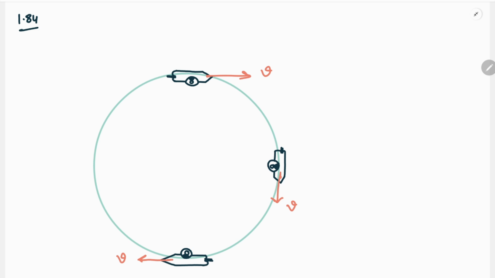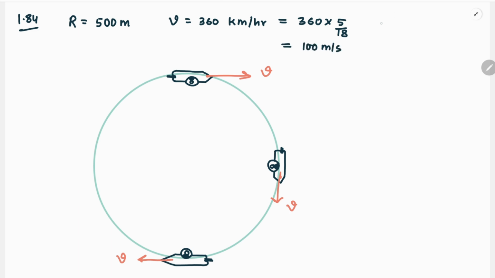Now in the problem, the data that we are given is that the radius of the loop is equal to 500 meter. It is moving with a velocity 360 km per hour, which we can write as 360 times 5 by 18, and that will give us a value of 100 meter per second. And the mass of the flyer m is given to us as 70 kg.